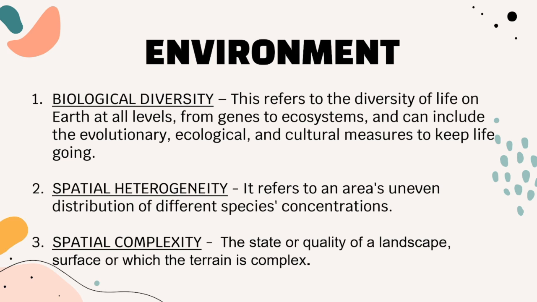Next is the spatial heterogeneity, and it refers to an area's uneven distribution of different species concentrations. So this deals with the unequal balance of species within an area. This regards more the quantity of the species and how they operate with and against each other. And the third and last smaller component is the spatial complexity. This is the state or quality of a landscape or surface in which the terrain is complex. So spatial complexity deals with the quality or the state of the environment, whether it is truly habitable or not. Not only that, but it's also about how species influence the dynamics of the ecological state of the environment.